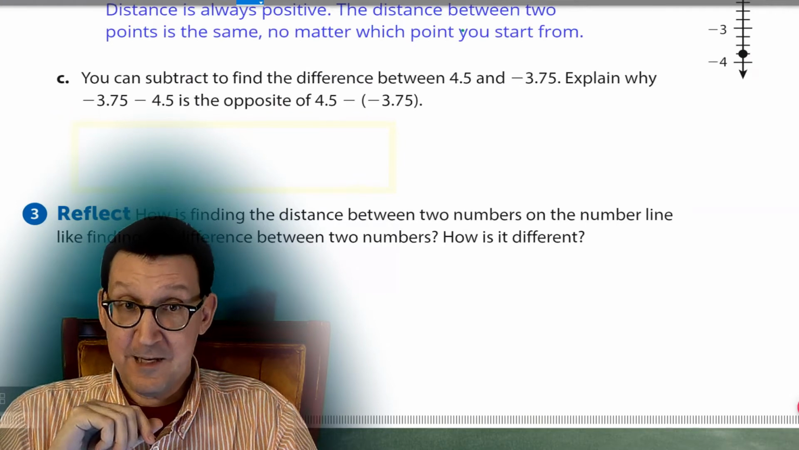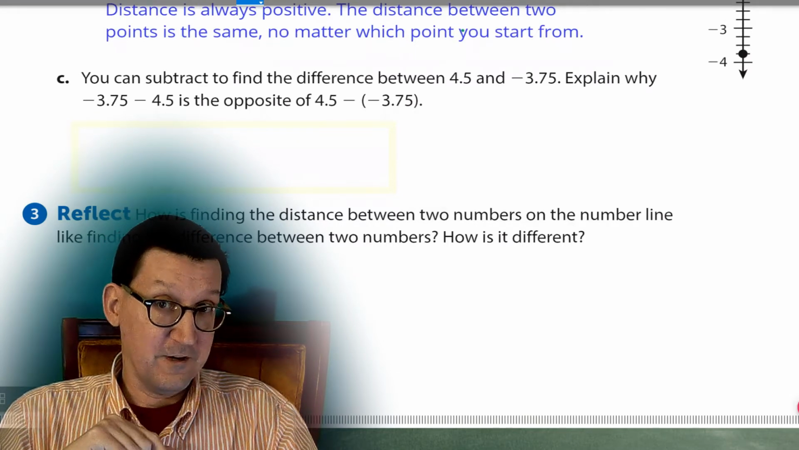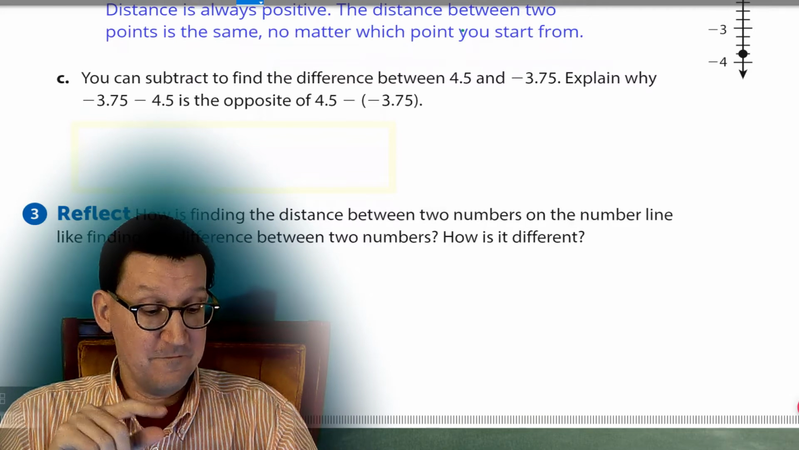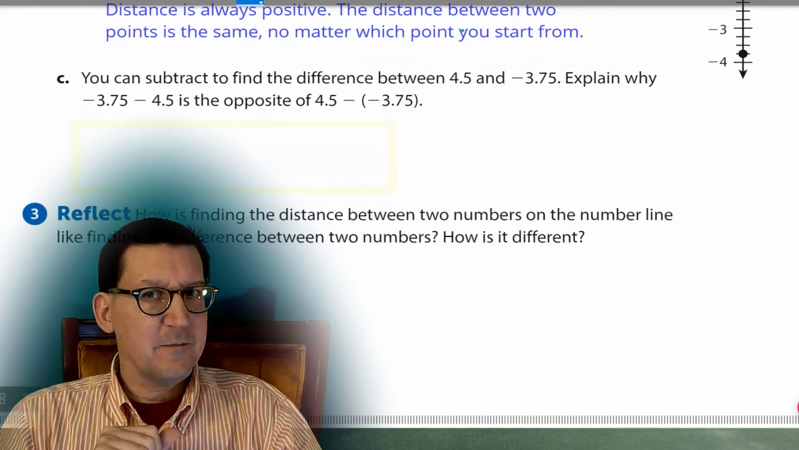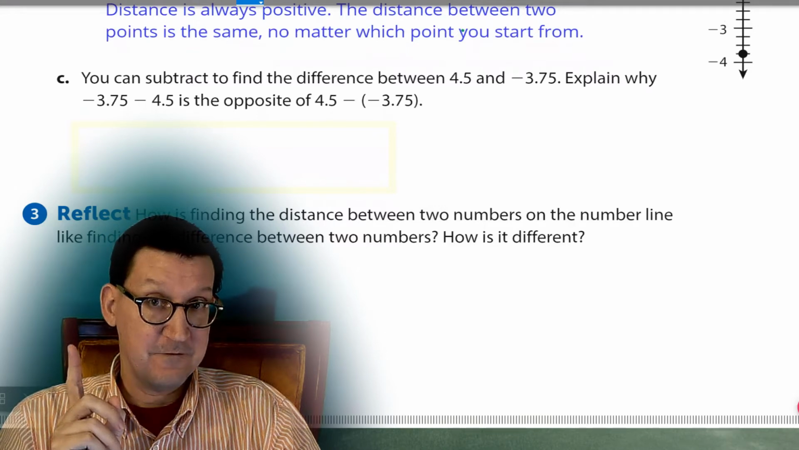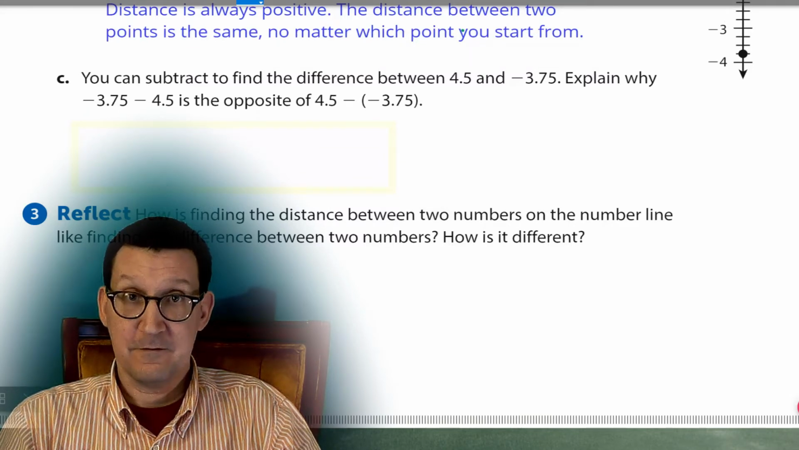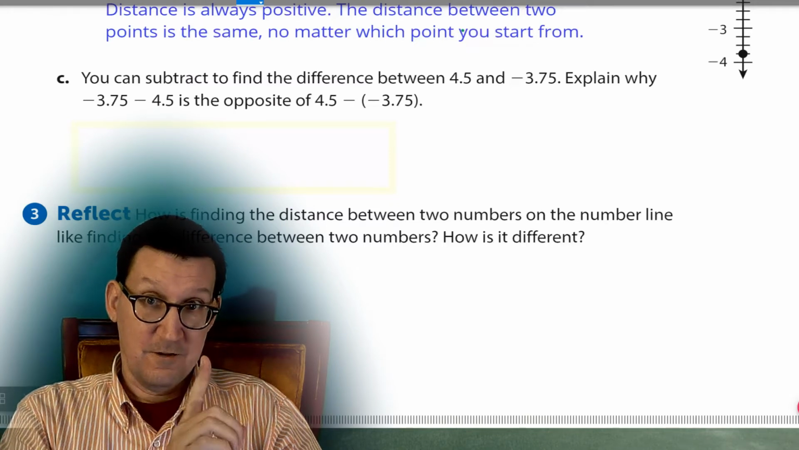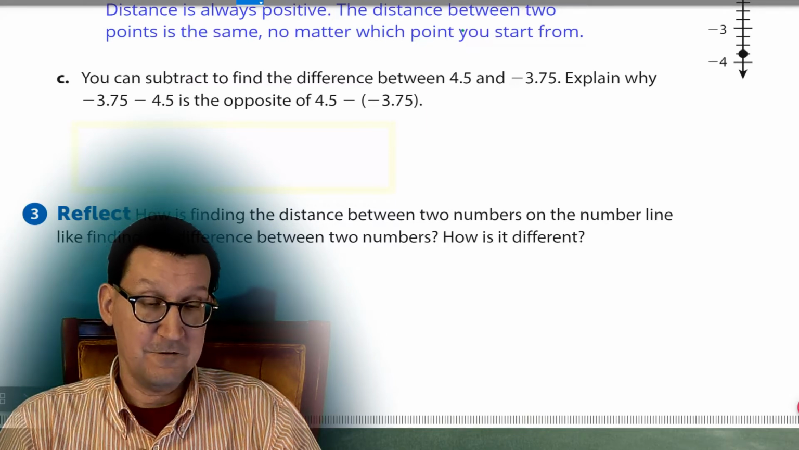So you're subtracting to find the distance between 4.5 and negative 3.75. Now, with absolute value, you get the same answer. You take those absolute value bars off, you get the opposite answer. Negative 3.75 minus 4.5 is the opposite of 4.5 minus a negative 3.75. This makes sense if you think about it using a number line. If you start off at negative 3.75, you're already on the negative side. If you're subtracting 4.5, you're just going more negative, right? You start there, you move negative, and you keep moving negative. So you end up at negative 8.25.